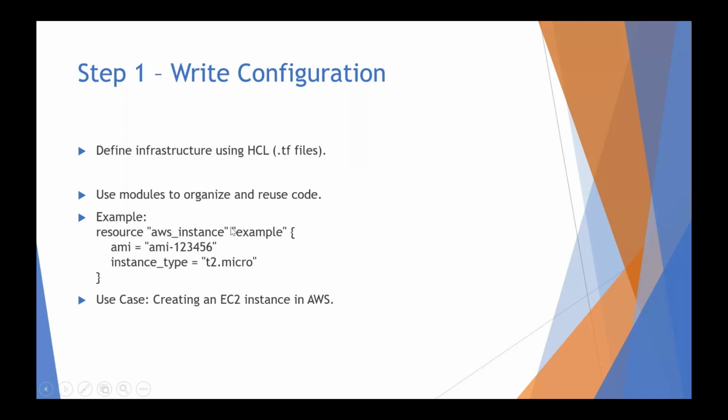This is an example of one of the configurations, like this one about creating an AWS instance. You can provide the resource block, resource name, and other things along with all the properties.